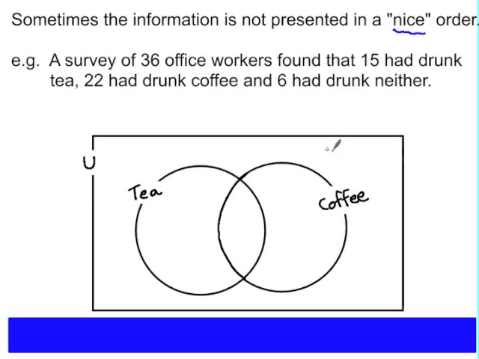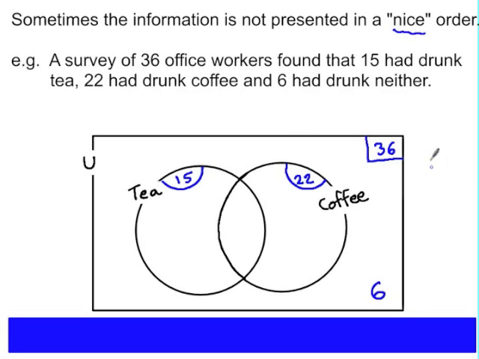So our 36 office workers, we put the total 36 in a box in the corner. 15 had drunk tea. Now notice that's not 15 had drunk only tea, so we need the whole of this circle to total 15. So we'll put that 15 up here to show that it represents the whole circle and not just the only tea drinkers. 22 had drunk coffee, so similarly we'll section off this 22 here to show that the coffee circle needs to total 22, and 6 had drunk neither, so they go out here.